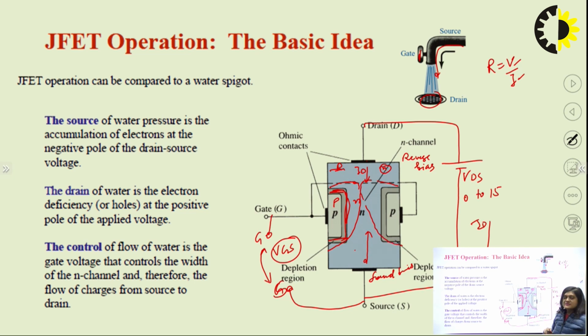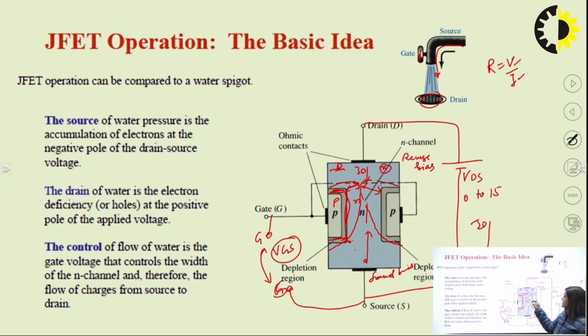This depletion region will become like this: at the top side the depletion layer width will be very high, and at the bottom side, since the reverse bias is less, the depletion layer width will be less. Here also the depletion layer width will be high because here the reverse bias is high, and here the reverse bias is low. So if we increase the VDS, a point will come when both depletion regions appear to be touching each other.